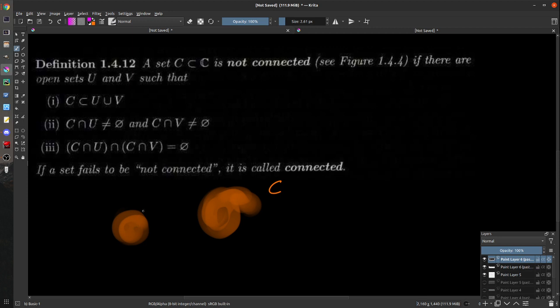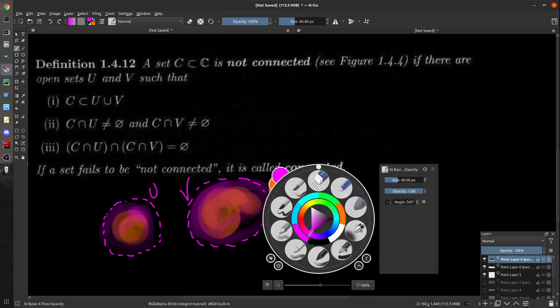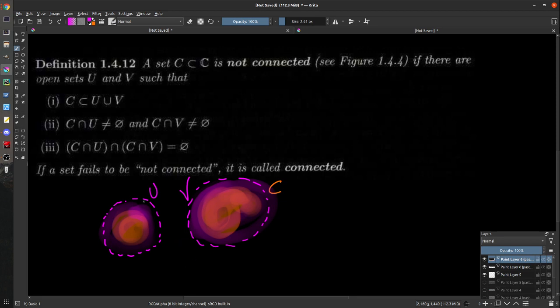Now, the idea here is that we could find an open set U and an open set V. I should make that U look capital and that V look very pointy. U and V, such that C is contained in the union. The union is everything that's in both of these guys. And to be clear, what I'm saying is that U is all that, and V is all this. Does that make sense? So these guys cover C. They have all of C inside of it. Their intersections with C are non-empty. However, if you intersect their intersections, then you get nothing. So that's a useful little trick.